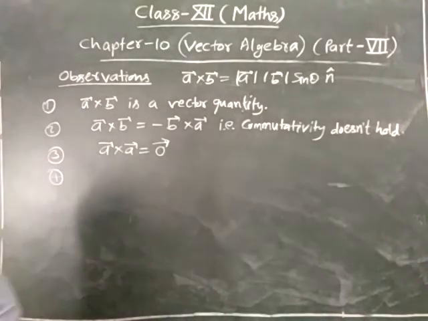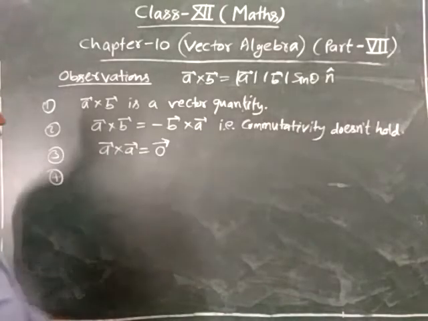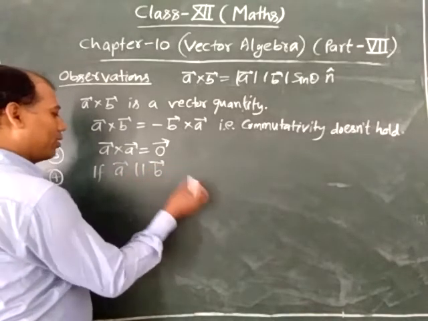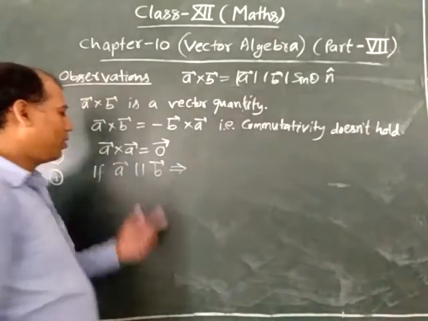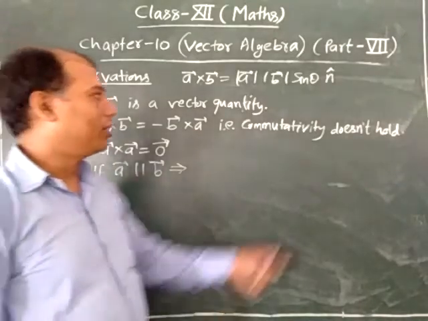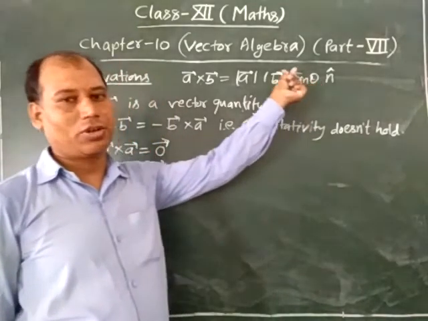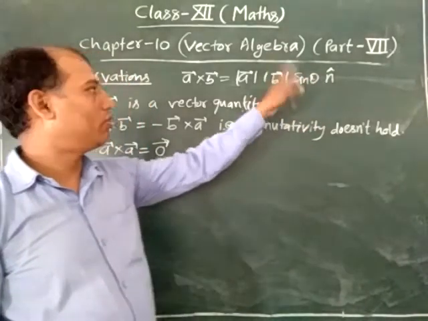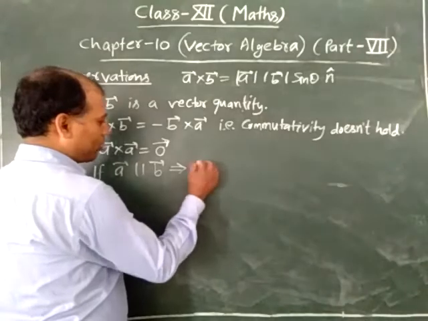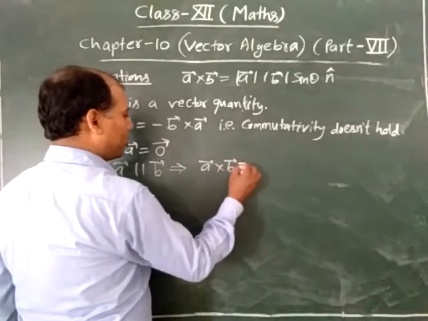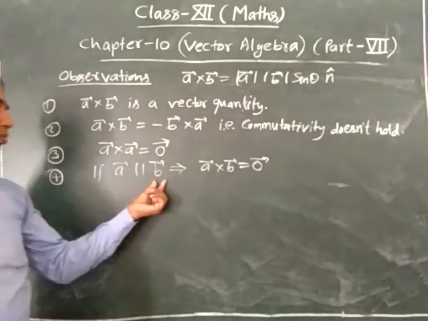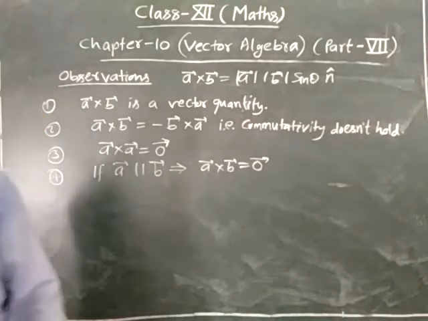The next observation is, if A is parallel to vector B, when A and B both vectors are parallel, in that case theta is either 0 degree or 180 degree. In that case sin theta becomes 0, so A cross B becomes 0. Means A cross B is equal to the zero vector. This holds when A and B both are parallel to each other.